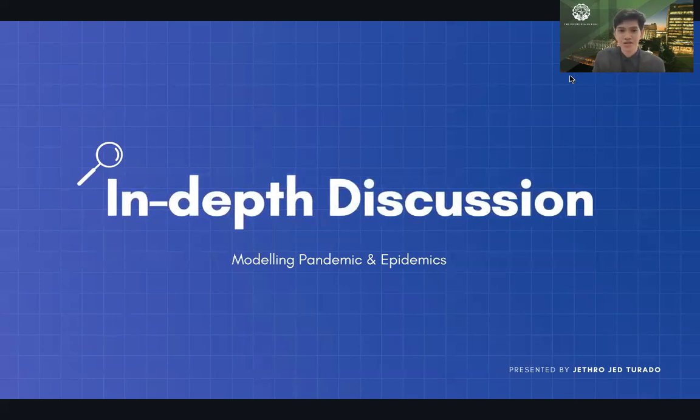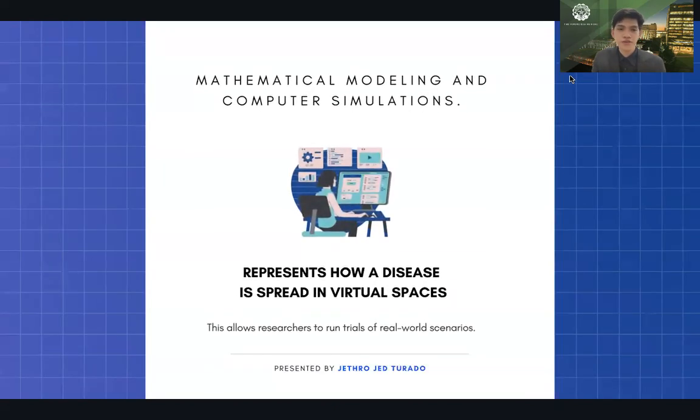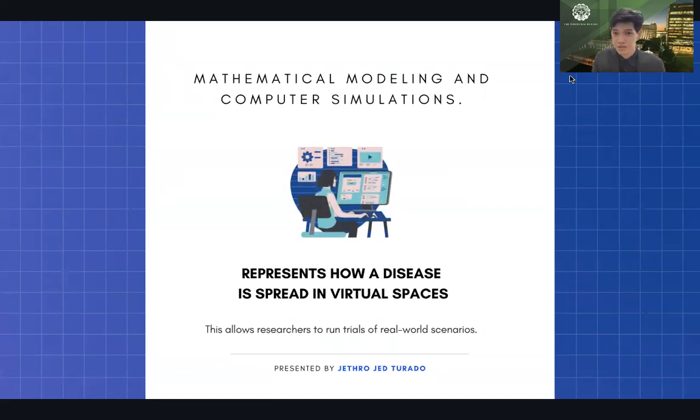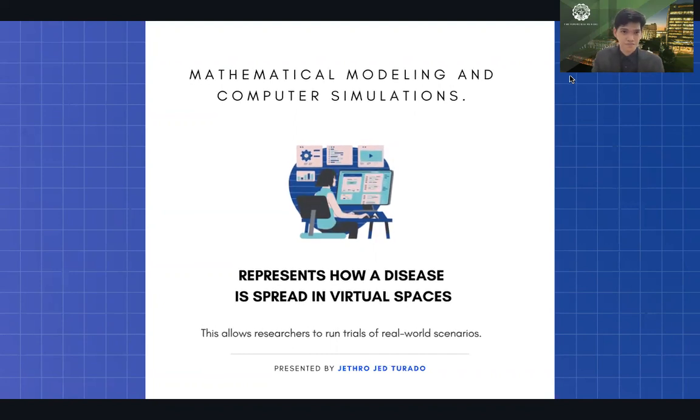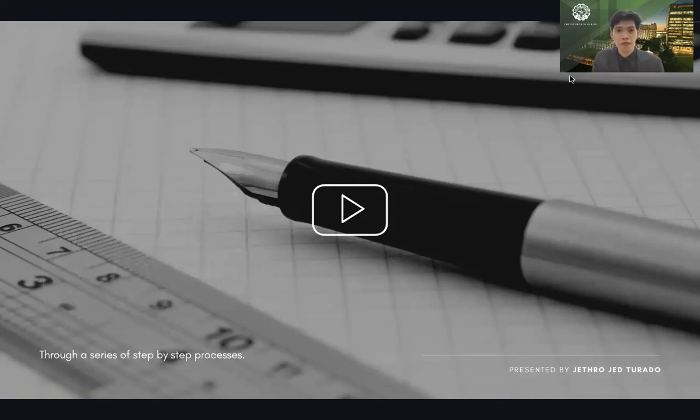We now have the in-depth discussion regarding the topic modeling of pandemics and epidemics. So first, we should discuss what these models are. Mathematical modeling comes with computer simulations. This represents how a disease is spread in virtual spaces. So with these computer simulations, researchers can run trials of real-world scenarios. Now let's take a look at how these models are made. This is a step-by-step process. We will discuss it on the next slides.